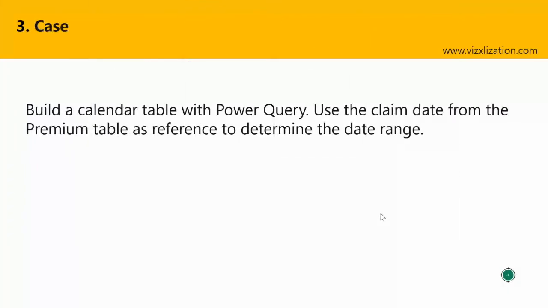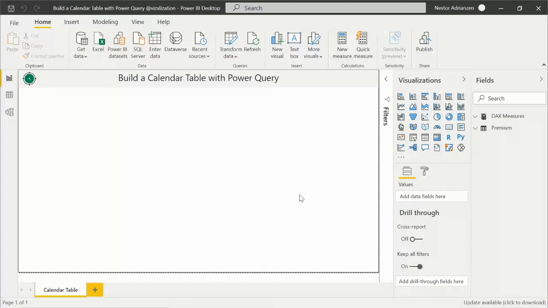Okay, are you guys ready for the case? So here we have the case. The question is build a calendar table with Power Query, and also we need to use the claim date from the premium table as reference to determine the date range. Okay, so now let's jump into Power BI Desktop. All right, here we are in Power BI Desktop, and our job is to create a date table by using Power Query. Okay, so the first thing that we want to do here is the following. So let's identify which date is the minimum date and which date is the maximum date within the claim date that belongs to the premium table. Okay, so let's do that.